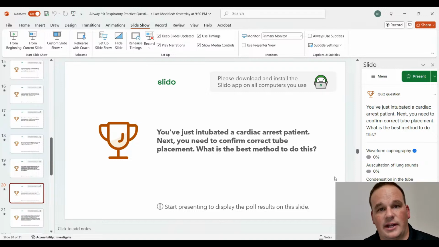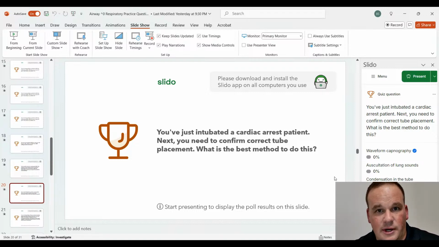So even if you have an answer selection of visualization of the tube passing through the cords, if I replace one of these answers, let's say I replace auscultation of lung sounds with visualization of the tube passing through the cords, the best method, the gold standard of confirming correct endotracheal tube placement is waveform capnography.